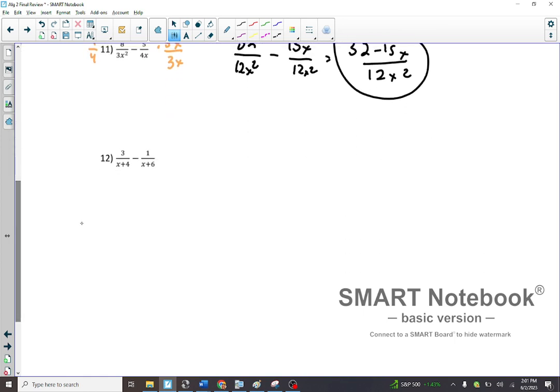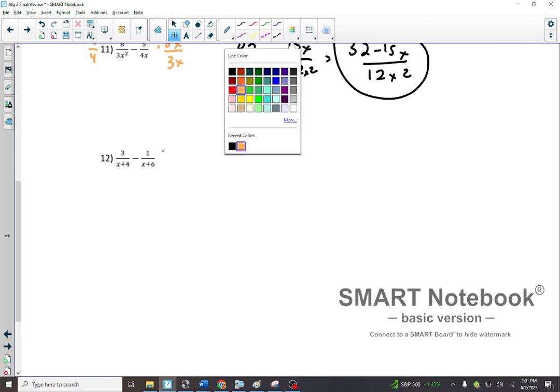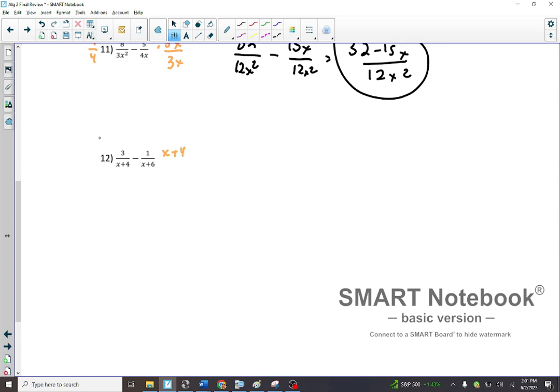Next one, 3 over x plus 2 minus 1 over x plus 6. So what we're going to have to do is multiply this side by x plus 4. We're going to have to multiply this side by x plus 6. Now on the bottom of the fraction, and I'm just going to make it one fraction to be a little quicker, I'm going to keep it factored on purpose. And the reason I keep it factored on purpose is because if I am able to cancel something out, I'd rather have it factored than foiled and force myself to factor again.